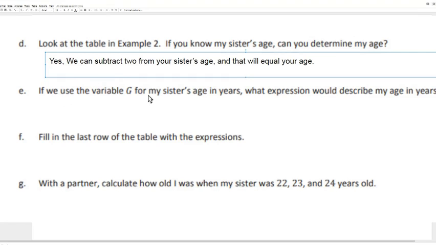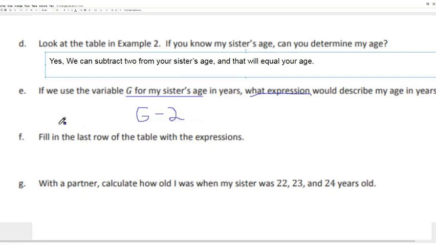If we use the variable g for my sister's age in years, what expression can determine my age? Well, kind of what we just did before with my age. Now we're going to talk about my sister's age. If we let my sister's age equal g, I would subtract 2 now instead of add 2 to get my age. Since we're writing an expression, there's nothing on the other side, so we don't need an equal sign. If it said write an equation, then we would need an equal sign, but we don't.